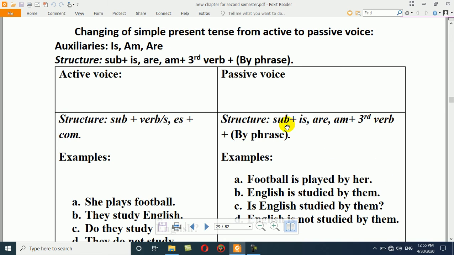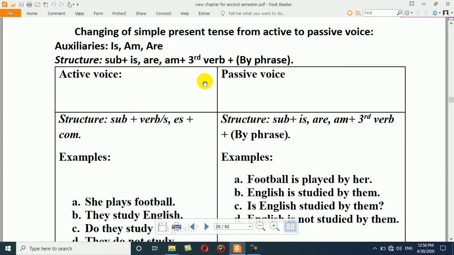Today we talk about changing of simple present tense from active voice into the passive voice. In the previous lecture we talked about rules and regulations of passive voice, why do we use passive voice, how to use and where to use that. So we talked about that. So today we are going to work practically how to change simple present tense from active voice into the passive voice.